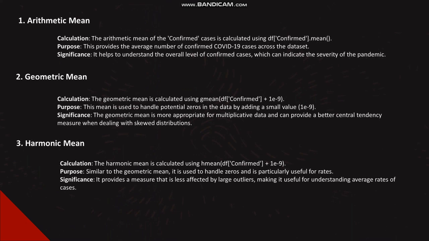Arithmetic mean provides an average number of confirmed COVID-19 cases across the dataset. It can help us to understand the overall level of confirmed cases, which can indicate the severity of the pandemic. Whereas geometric mean is more appropriate for multiplicative data and can provide a better central tendency when dealing with skewed distributions. The harmonic mean is very good when dealing with large outliers, and it's useful for understanding the average rate of cases. Next slide.